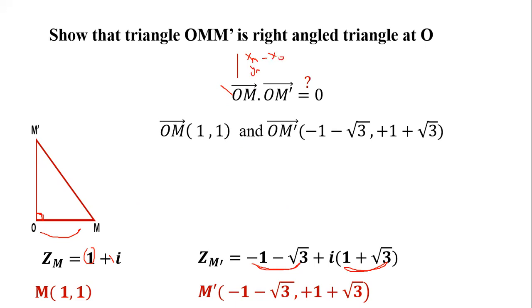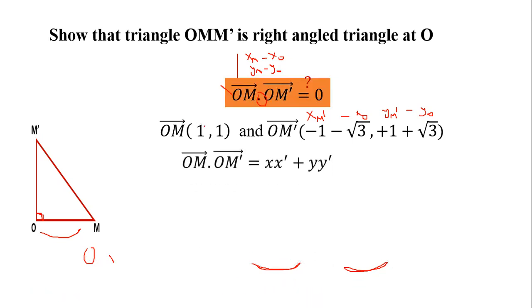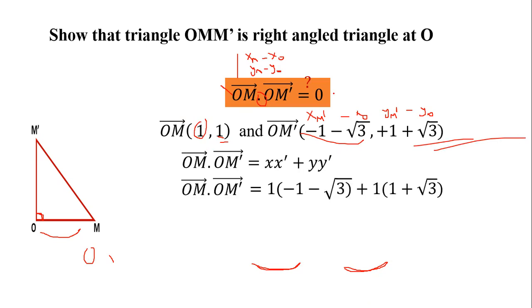In a similar way, I'm going to find the components of the vector OM prime, which is x of M prime minus x of O, y of M prime minus y of O. We got two vectors. Now I want to take their dot product using the rule x x' plus y y'. So I'm going to multiply x by x and y by y. The result is 0. So the dot product between these two vectors is equal to 0. We can say that OM and OM prime are orthogonal to each other.